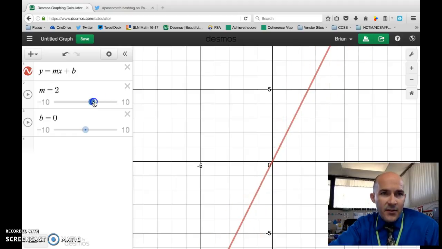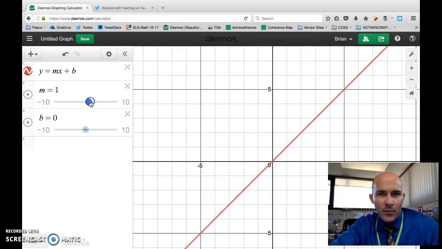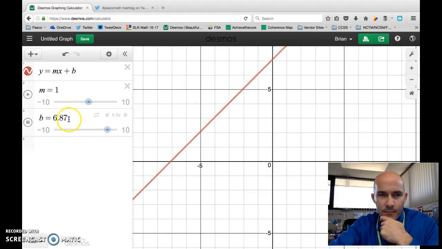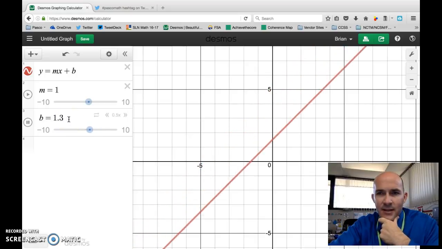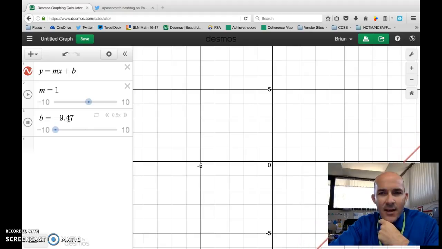Once students discover that m is the slope and how that affects the graph, we can dive in. I'm going to just set m equal to 1. That way we can dive into b and see what b does. And so students can explore. I just have it play, just to spark some interest. If they have devices, they could do this on iPads even.